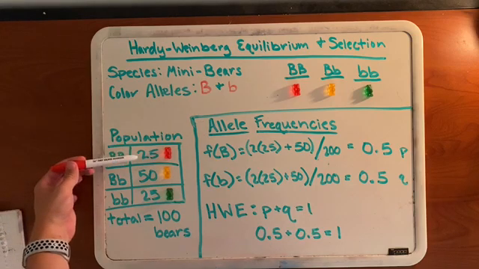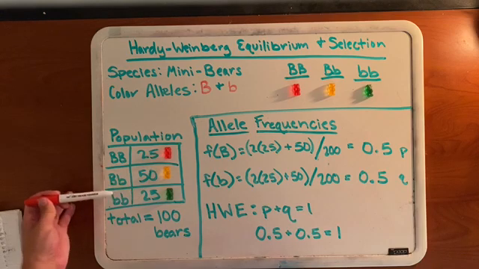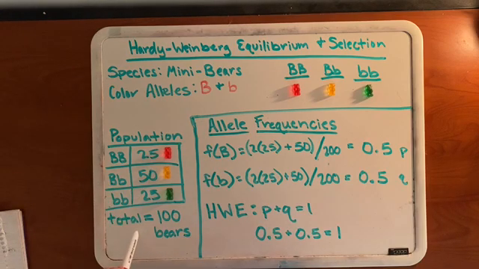So we have 25 individuals with BB, 50 individuals with Bb, and 25 individuals with bb, leading to a total of 100 bears.